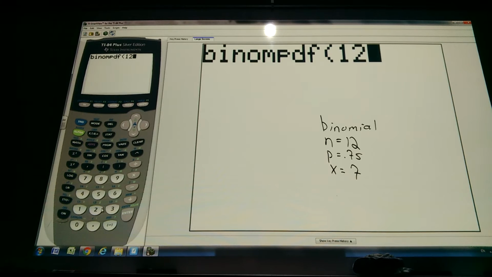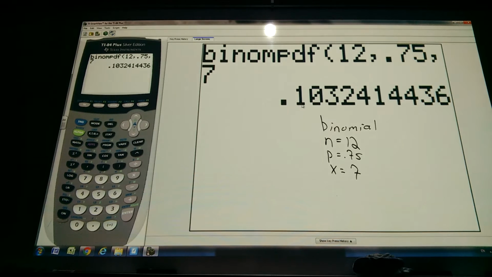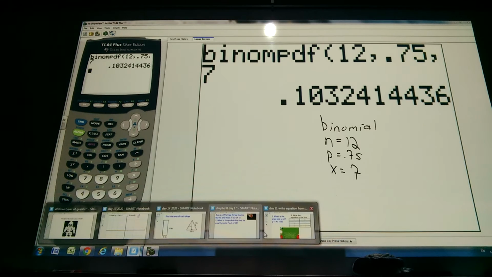N is 12. I think it might say trials on yours. I think yours says P. P is 0.75, and then X equals 7. Now, hopefully you're thinking the probability makes exactly 7, not 6, not 8. It's fairly low. And you're right, this should be fairly low. And the answer is just 10% or so. PDF is an exact. PDF is an X equals. All right, we're going to move on.